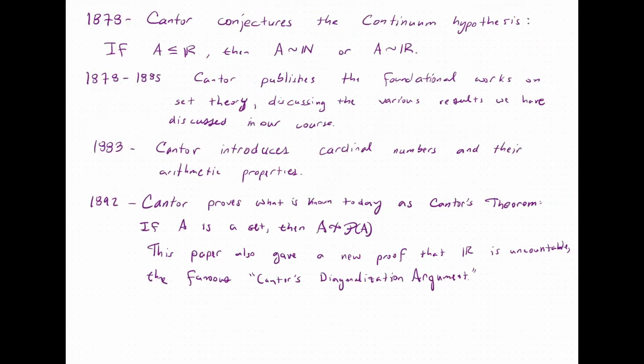And in 1892, Cantor proves the theorem, which we will prove on Monday. And this is what is known today as Cantor's theorem. Our book incorrectly gives a weaker statement that is a corollary of the actual theorem of Cantor. What Cantor proved was that if A is any set, then A is not equinumerous to the power set of A. And in addition, this paper gave a new proof that the real numbers are uncountable.